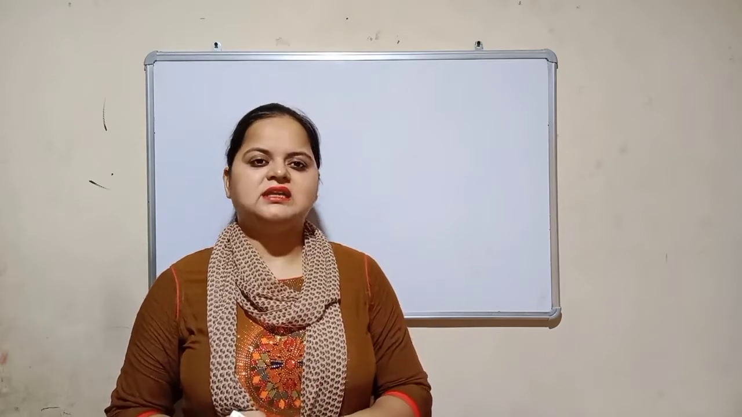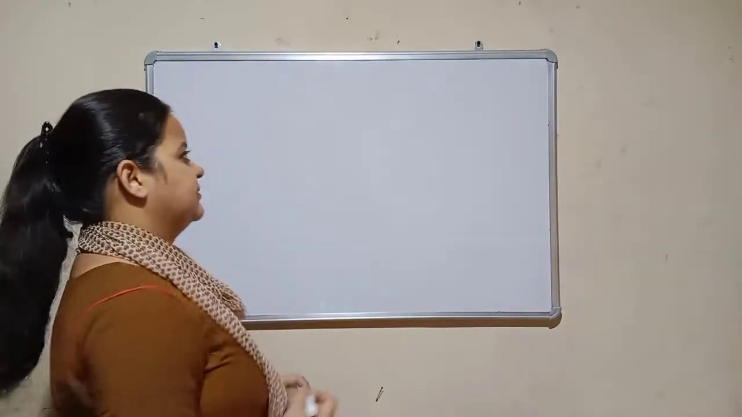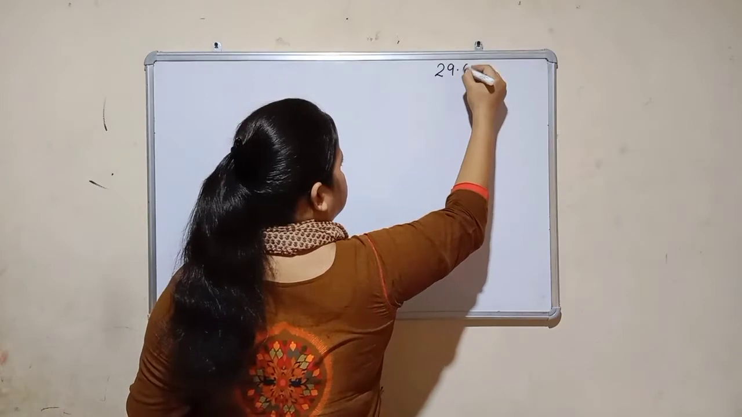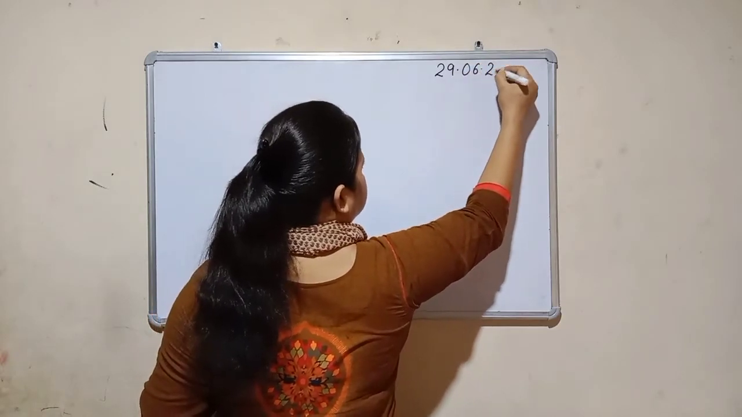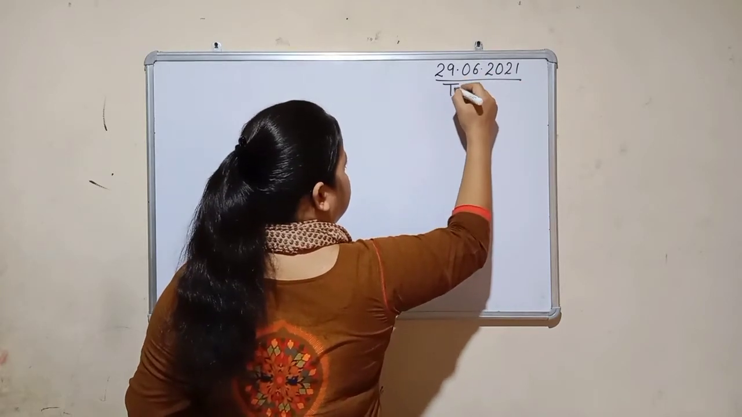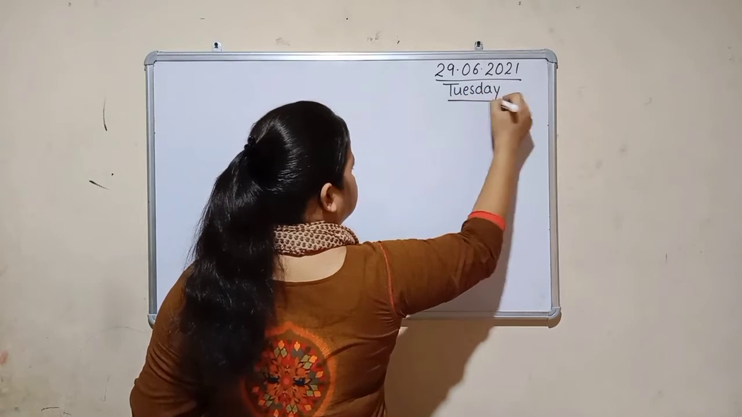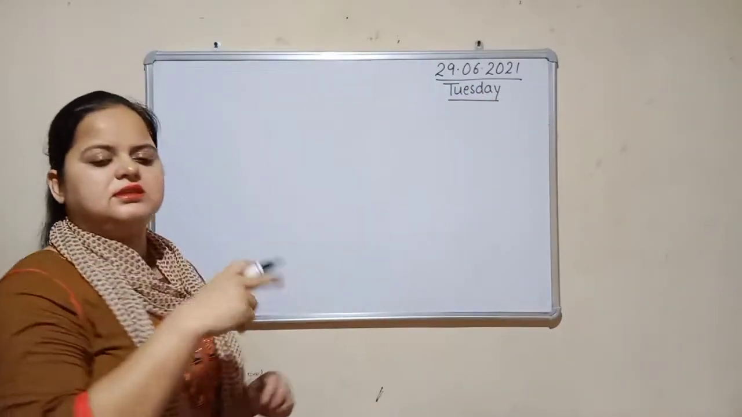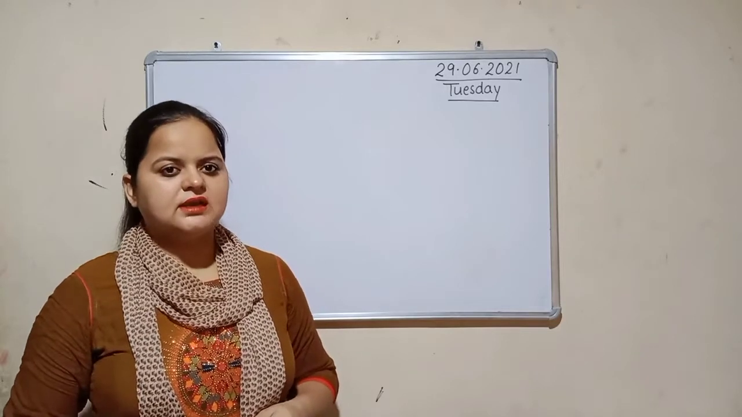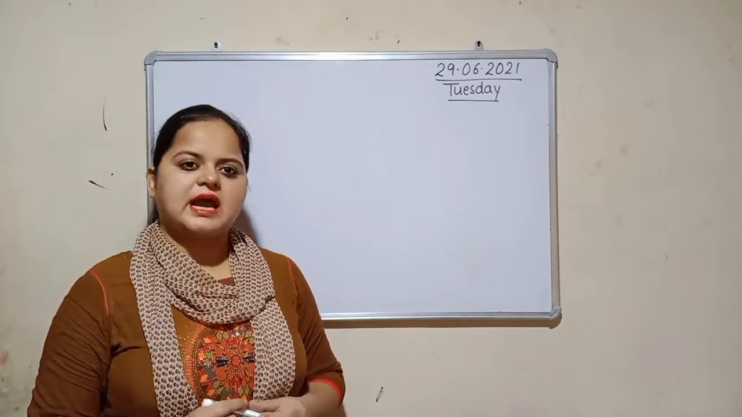We will write date and day on notebook. Yes, today is 29/6/2021 and day is Tuesday. Done? Okay, today we will do addition with abacus.